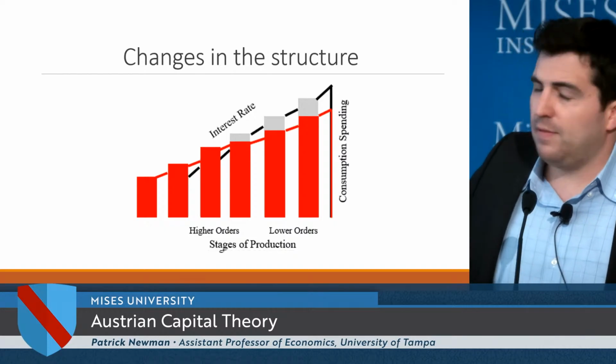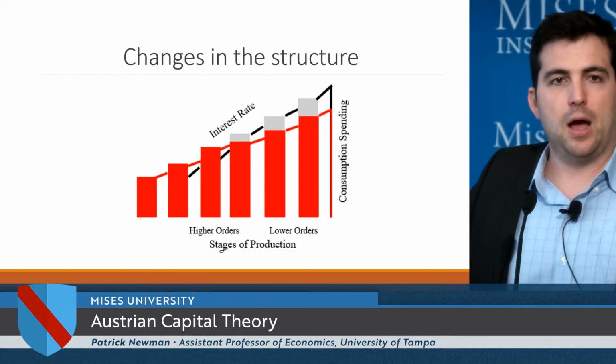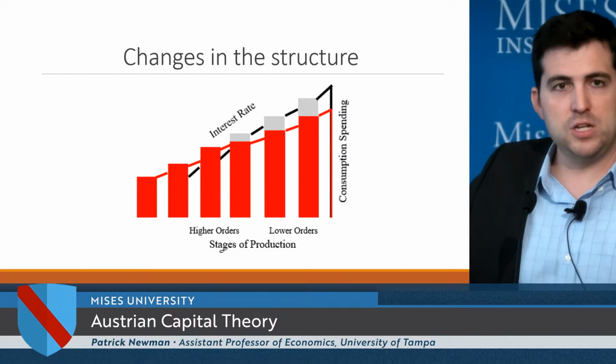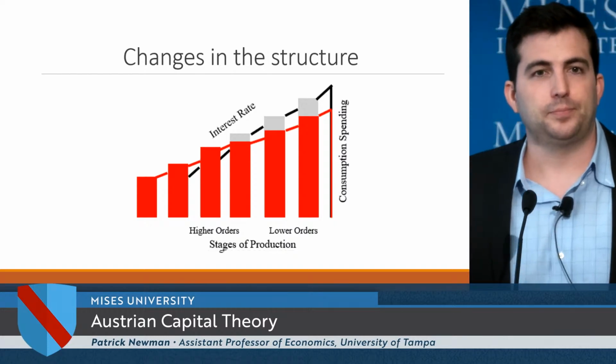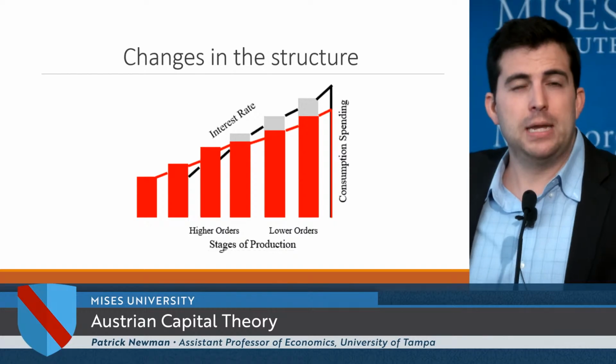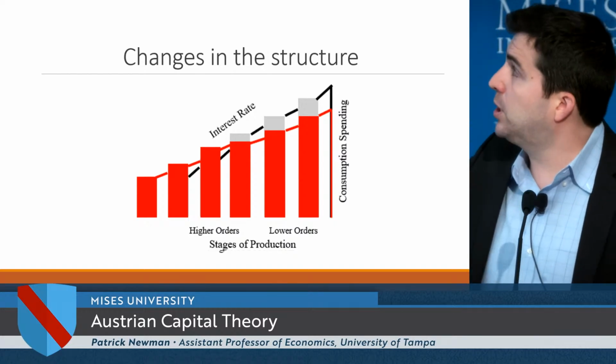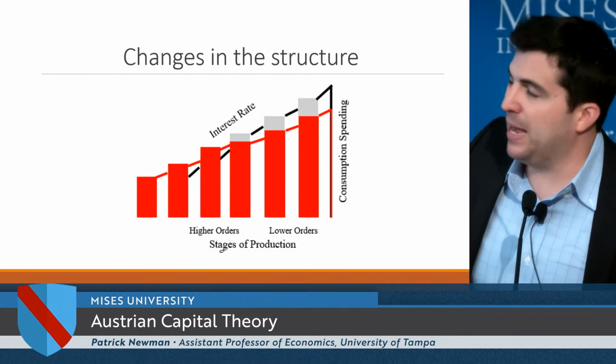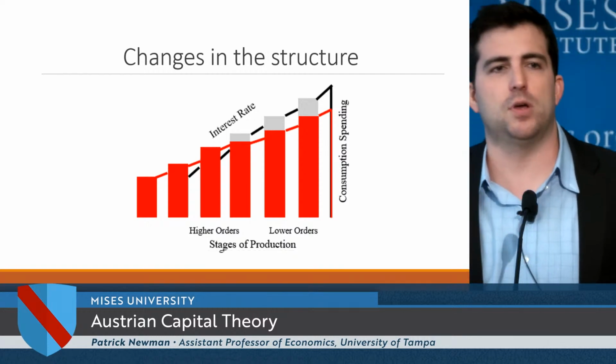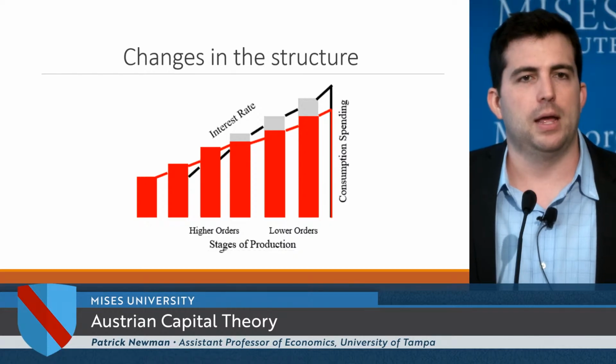So if people are saving more, they're spending less on consumption now, they're going to devote more resources to producing capital goods. And what's going to happen as time goes on is those capital goods are going to lead to more consumer goods. And people will be able to consume more, even though they're actually spending less on consumption, because the prices of those goods have gone down.